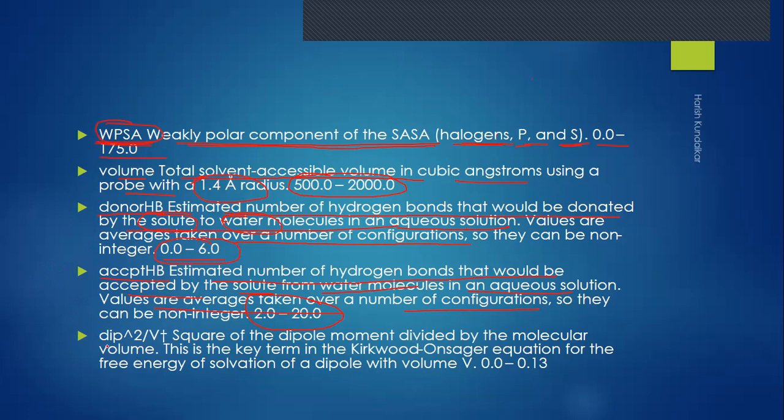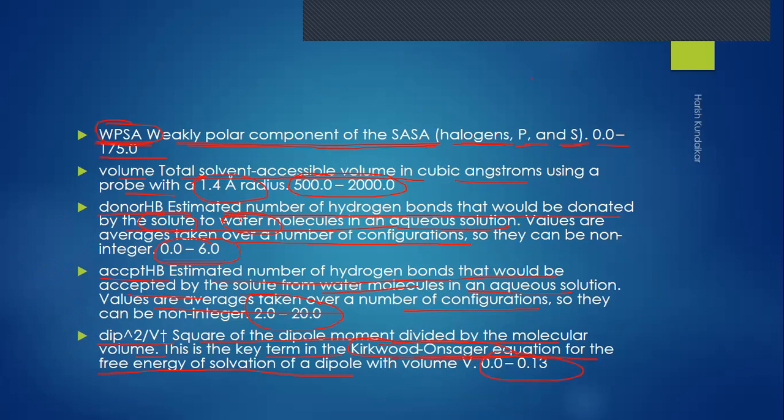Then this is the square of the dipole moment divided by the molecular volume. Now this is a key term in one of the equations related to free energy of solvation. So this value should be in between 0 and 0.13. We'll not get into the details of this Kirkwood Onsager equation and other stuff.